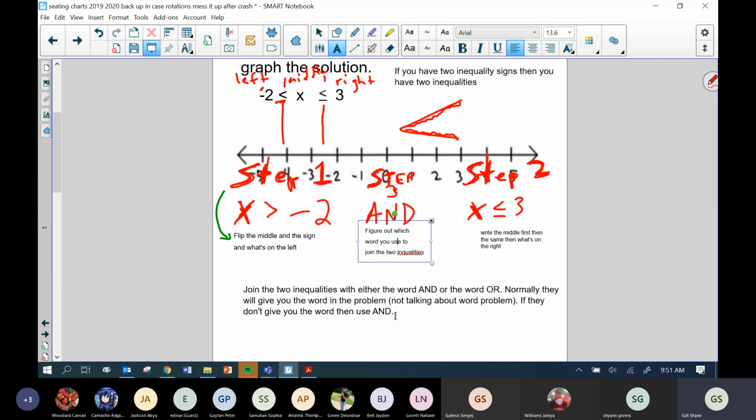So I'm going to get rid of all of that. So make sure you've copied all of that stuff down. This last part here, I'm going to give you another minute or two.